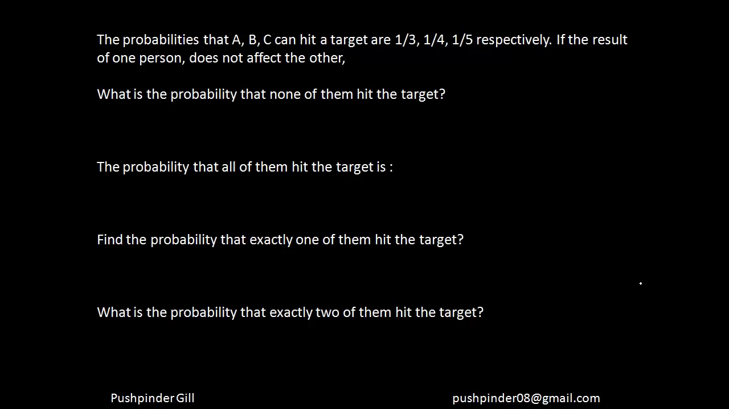All right, so the probability that A, B and C can hit a target is 1/3, 1/4 and 1/5 respectively. If the result of one person does not affect the other, so we have to find these 4 questions.